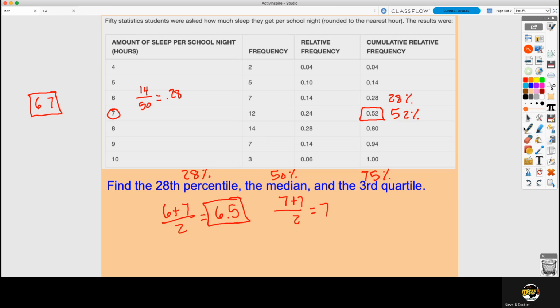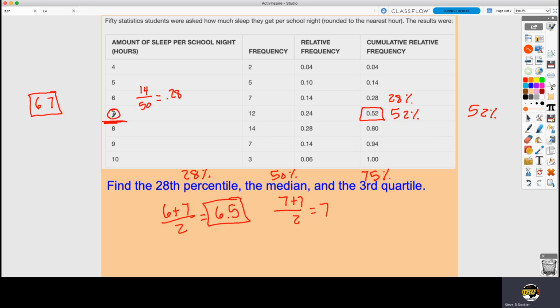Sarah: Okay, so the median makes sense, but still at the 28th percentile, since that's exactly that number, I don't get why you have to do that. Wouldn't it just be 6? No. If we were asking for the 52nd percentile, okay, that is right on the line in between those 2 numbers.